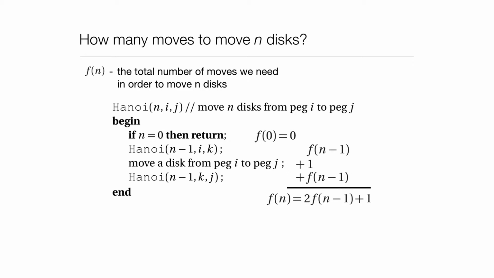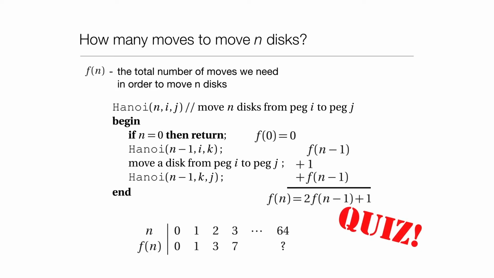With this base case and this equation, we can just compute f of n for the first few values of n. And for instance, what I showed you before is that with 7 moves, we can move 3 disks. Well, let's see. How many moves will it take to move 64 disks? Possibly quite a lot. Here is your next quiz.